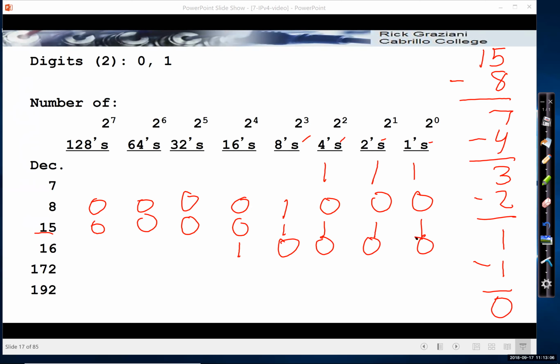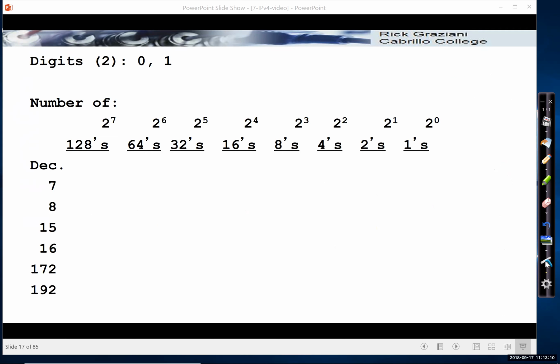Okay. How about 172? Oh my God, that one looks like a tough one, but it really isn't. Okay, let's just start with 172. I'm going to put it right here. Will 128 fit into 172? It does. So let's subtract 128. Okay, and what do I have left over? There's a 4 here, 6 there, 44 left over.